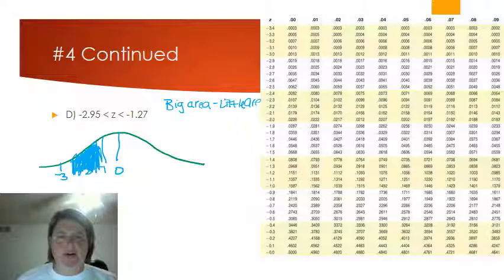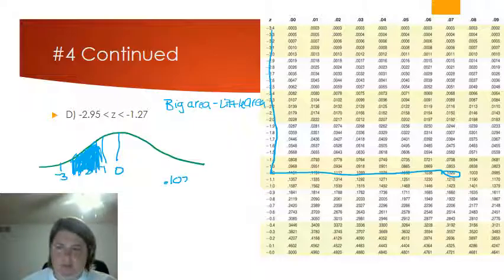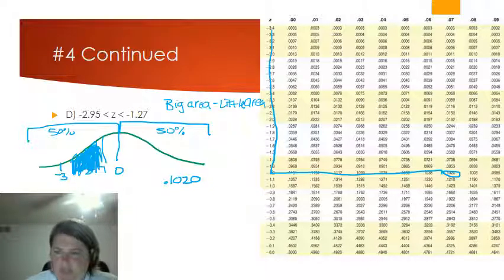So in this case, the bigger area is going to be from -1.27. So you go all the way down to -1.2, and then we go all the way over to 0.7, which is 0.1020. It makes sense for it to be such a small area, because if you think about it, from 0 to the left is actually 50%, and 0 to the right is 50%. So because we're to the left of the curve, we would really expect that to be a pretty small number. If it wasn't small, we would be a little bit suspect.